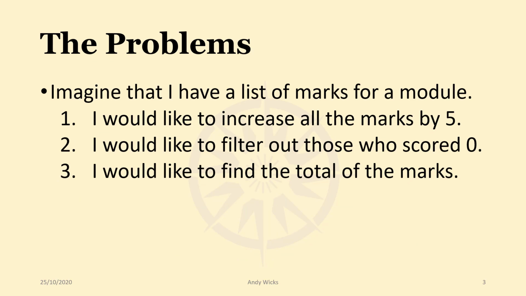Here I'd like you to imagine that I have a list of marks for a module and I'd like to do three separate tasks. I'd like to increase all the marks by 5. It's been deemed that I've marked too harshly and everybody should get 5 more. Secondly, I'd like to filter out those who scored 0. Those who score 0 are the ones who didn't submit their work, so looking at those grades would give me a distorted view. I'd like to filter out the zeros. And finally, I'd like to find the total of the marks. So let's move on.